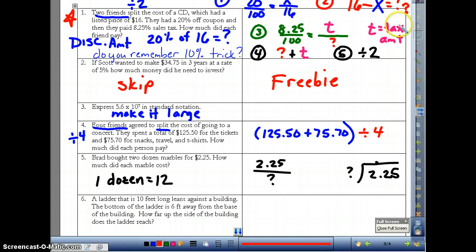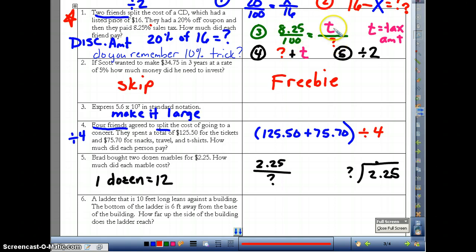Step 3. Now we have to add on the sales tax, so I need to calculate my tax amount. They told me my tax percent was 8.25%. I put that over 100. I put my whole down here, part over whole. My whole is my discounted price that I just calculated. Put T or X right here. We're going to calculate the tax amount by cross multiplying.